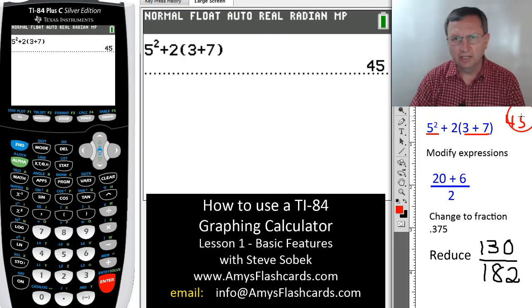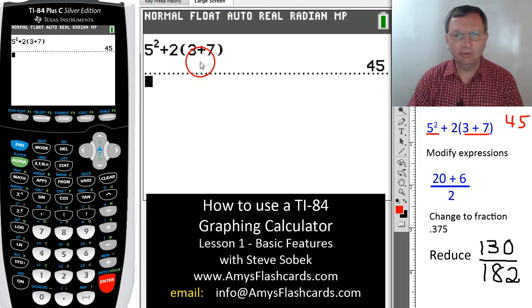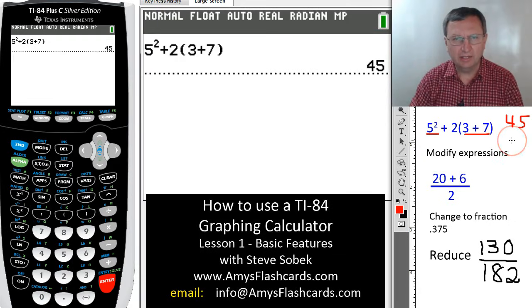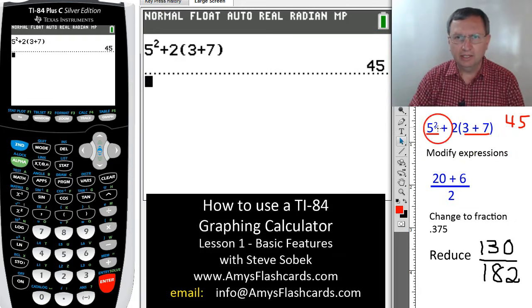Many students don't trust that the calculator will evaluate the expression using the correct order of operations. That's why you see many students type in 3 plus 7, enter, they get 10. And then multiply it by 2, 20, and then add 5 squared. And they get the right answer, but it takes longer, and it demonstrates their lack of confidence in the calculator. You can trust that the TI-84 will execute the operations according to the correct order of operations. Not all calculators do. This one does.